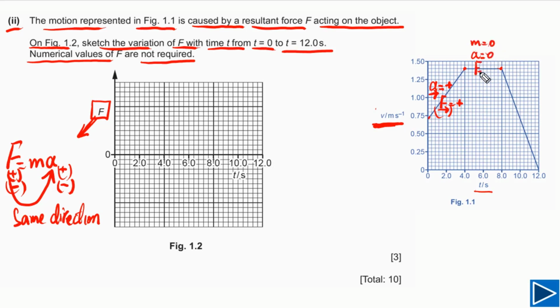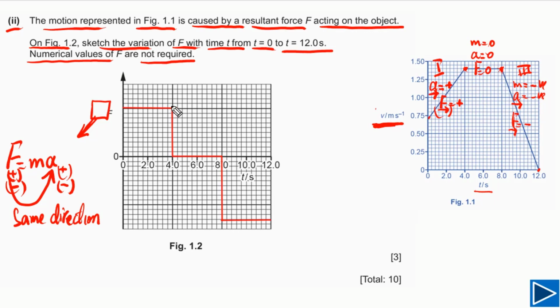So we can also say that resultant force is zero between time t is equal to 4 seconds and t is equal to 8 seconds. If we look at t is equal to 8 seconds to t is equal to 12 seconds, we can simply find out that the gradient of this line is negative, so acceleration is also negative. But the gradient of this line is constant, so acceleration is constant, so force is also negative and force is constant.